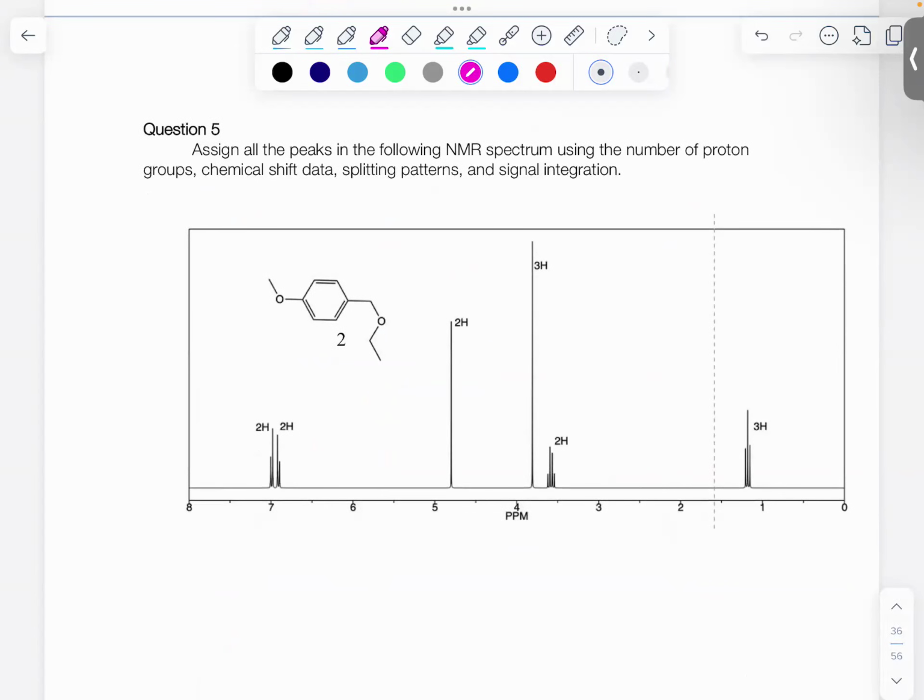And so we'll follow that same pattern with our next NMR. So we have the plane of symmetry across our benzene ring. So we have group A, group B, group C, D, E, and F. Looking at our signal integration, we have 3, 2, 2, 2, 2, 3. Then we can look at our splitting patterns. Singlet, doublet, doublet, singlet.